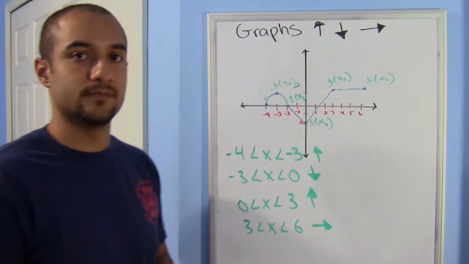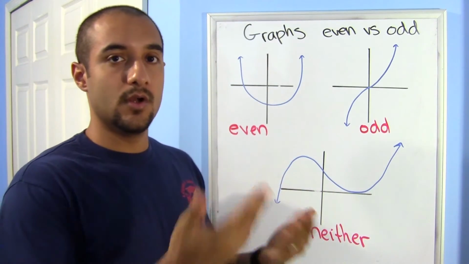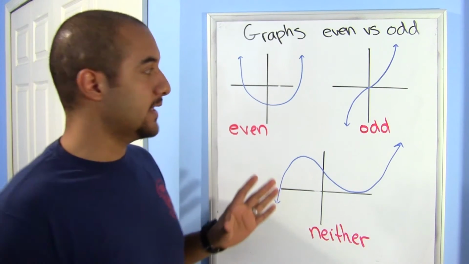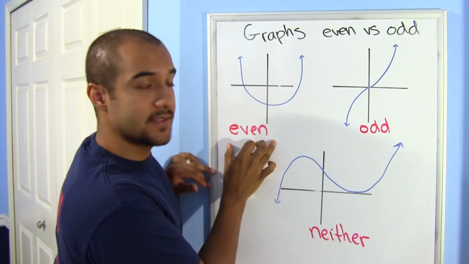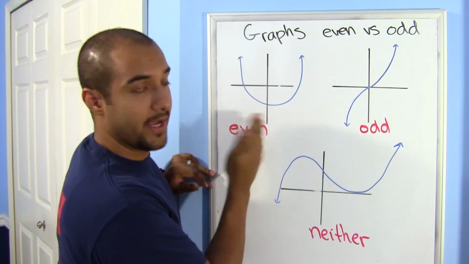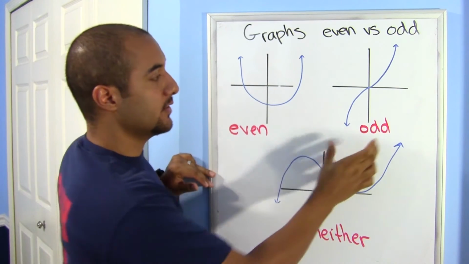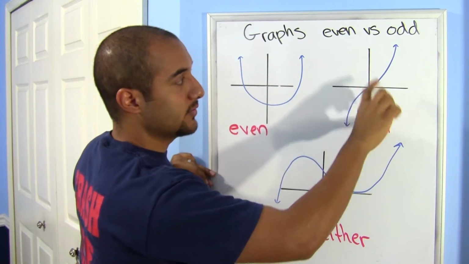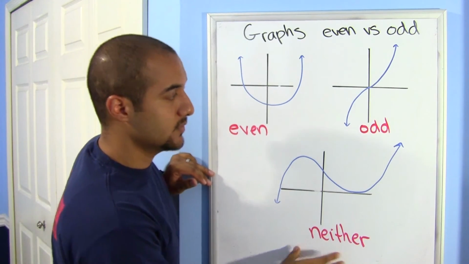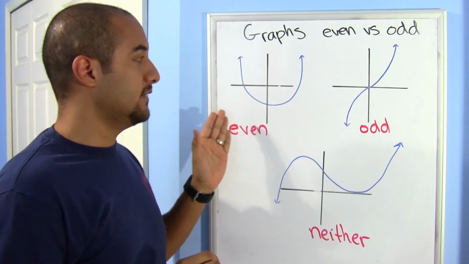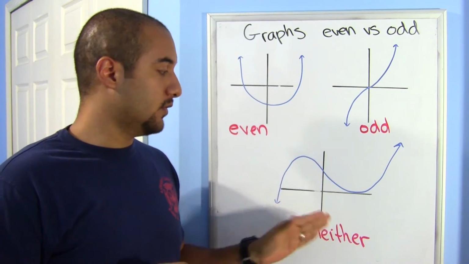And there you go. Alright, if they give you graphs and they ask you which one is even or odd, this is what they're actually asking you. If a graph is even, that means that it's symmetric about the y-axis. And you've done those things before. If a graph is odd, it's symmetric about the origin. And there's neither. So this time you only have even, symmetric about the y, odd, symmetric about the origin, or neither.